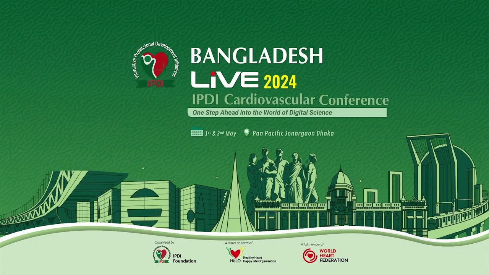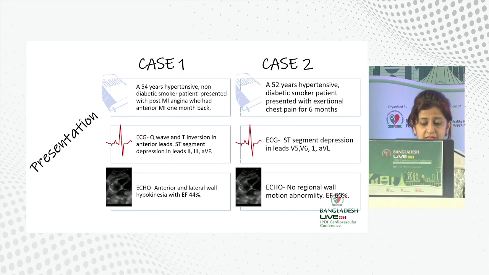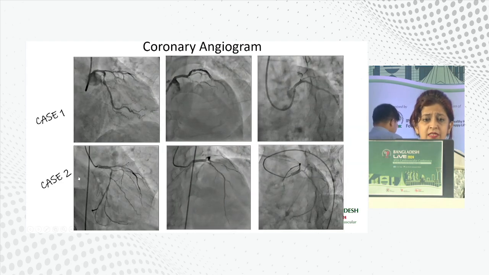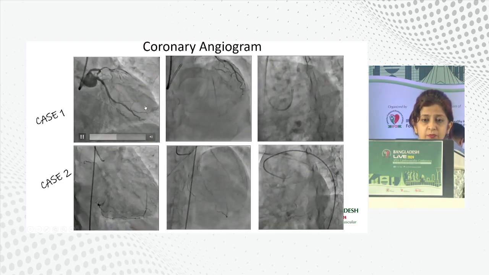So both were similar angiographically but treated differently based on IVUS report. The first case presented with post-MI angina with reduced ejection fraction of 44%. The second case also presented with chronic stable angina for the last 6 months with no regional wall motion abnormality and ejection fraction was 60%. You can see the angiogram of both patients.